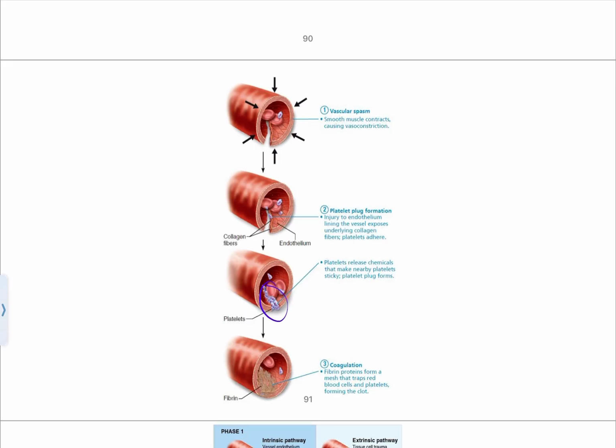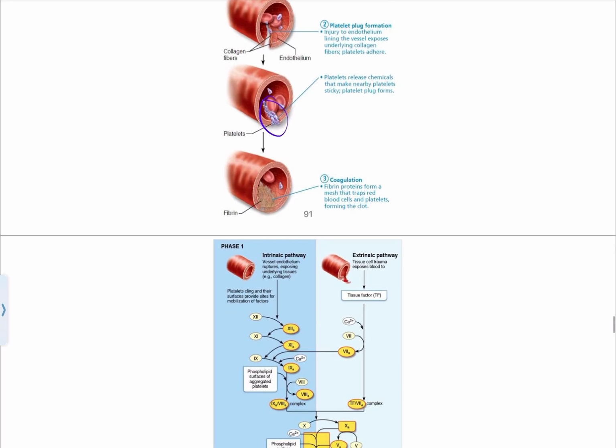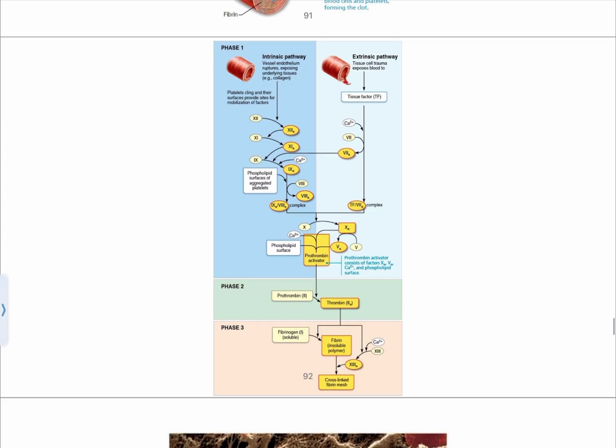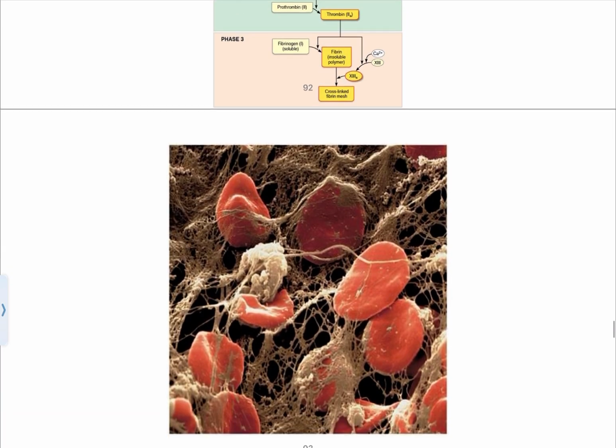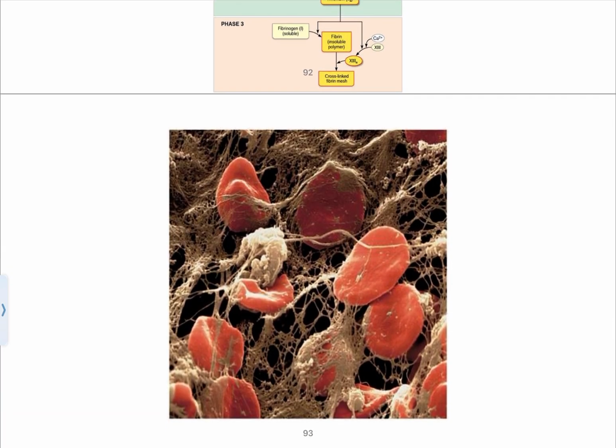But if we have any substantial damage to our blood vessels, we need to move on to step 3, which is coagulation. And that's where we move through phase 1, phase 2, and phase 3 until we finally produce the fibrin mesh that will become the blood clot itself. So here's an overview again. And here's a picture of the fibrin mesh itself.